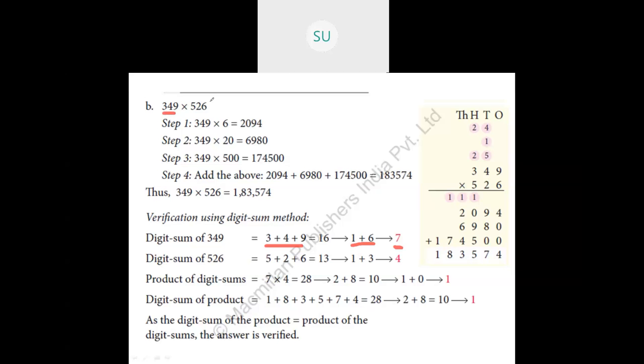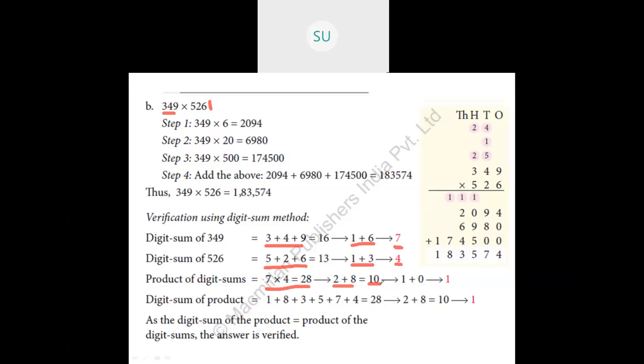Now we'll find the digit sum of 526. So that is 5 plus 2 plus 6. So 5 plus 2 plus 6 is 13. Now this 13 we add as 1 plus 3. So that 1 plus 3 you get as 4. Okay, so the digit sum of 349 is 7, 526 is 4. Now product of digit sums. Now you found the digit sum of these factors. Now you will find the product of it. So product of it means 7 into 4, which is 28. Okay, you got 28. Now this 28, again you add the digits, 2 plus 8, which is equal to 10.